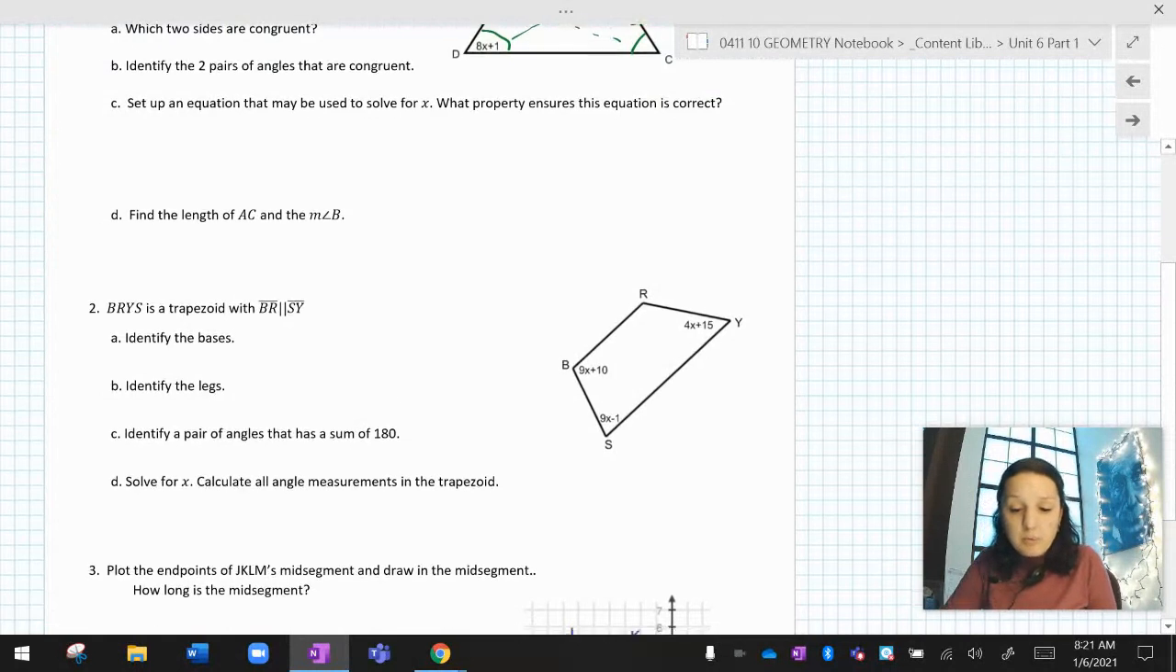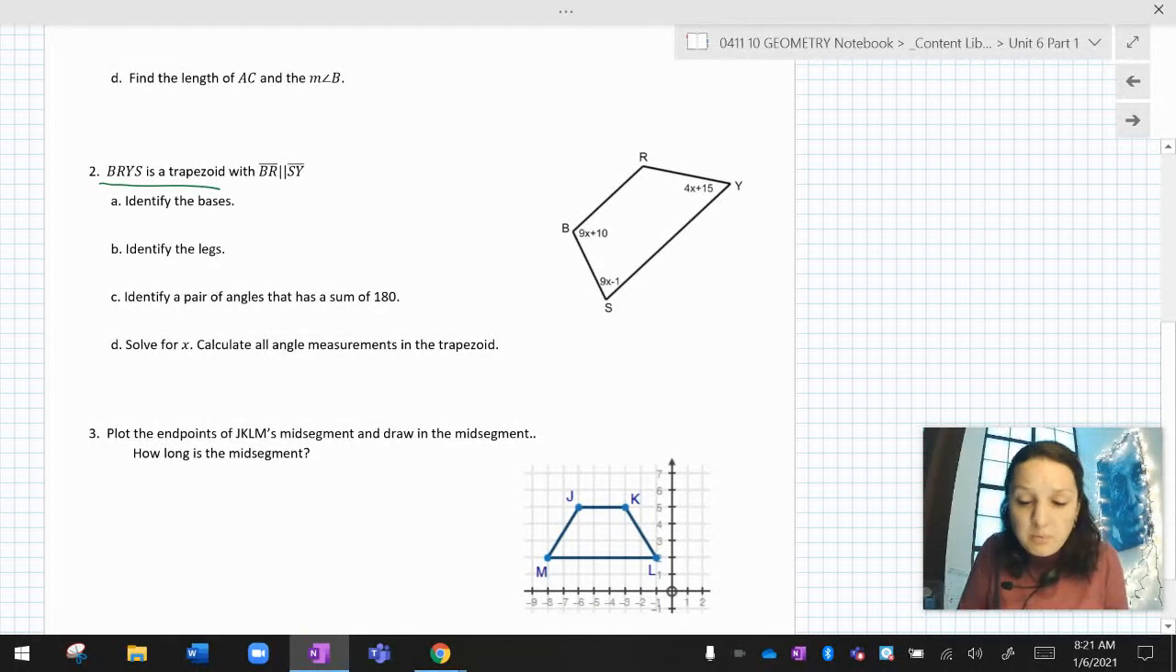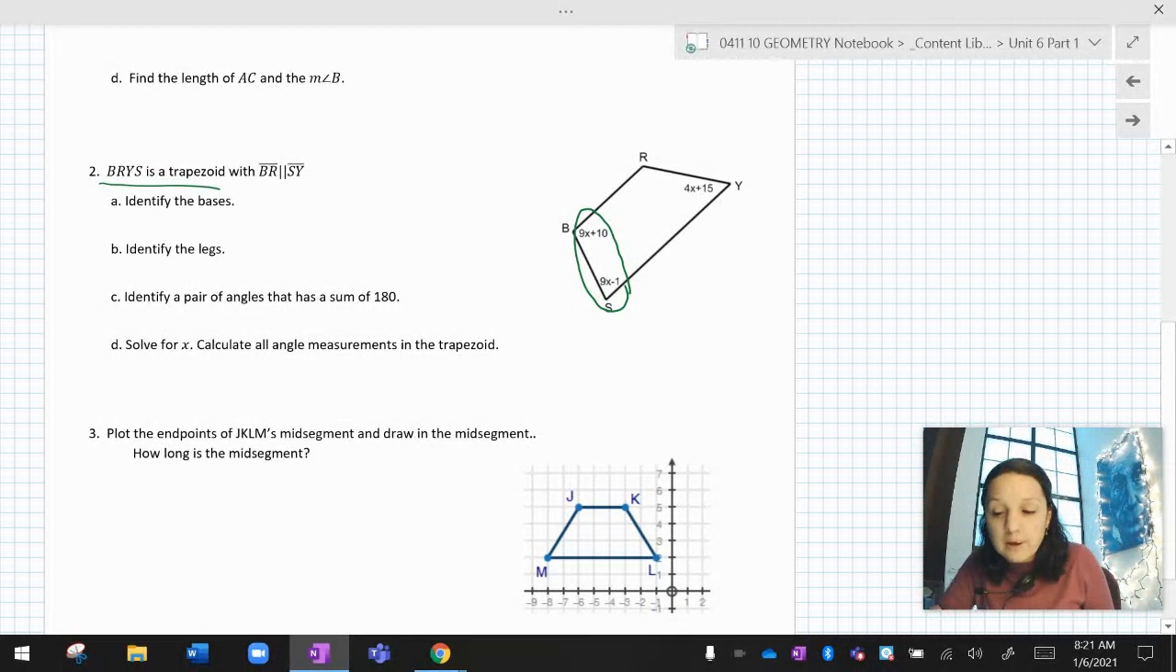Another thing I'd like you to remember is on number 2, it just says bris is a trapezoid. It doesn't tell me it's isosceles. So now my base angles don't have to be equal. But in every trapezoid, isosceles or not, 2 angles that touch different parallel lines are always same side interiors, which makes them supplementary. Okay. So just a couple things for you to remember.